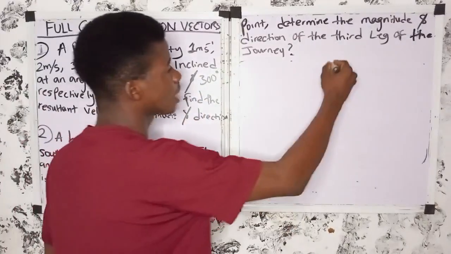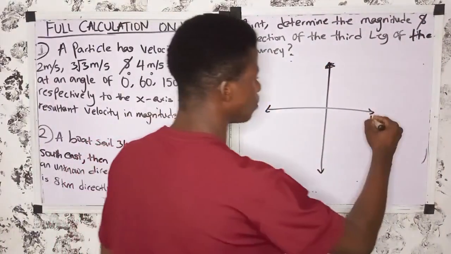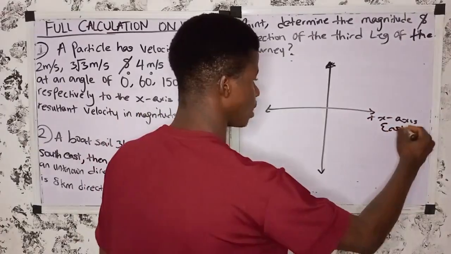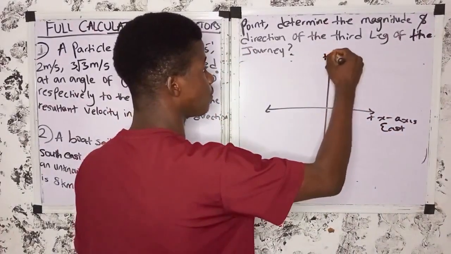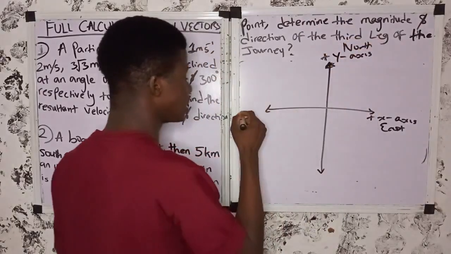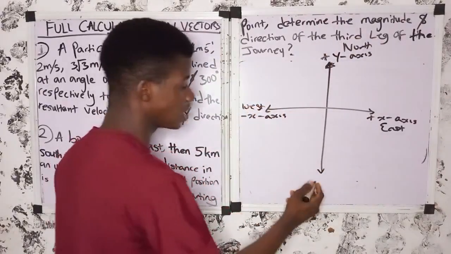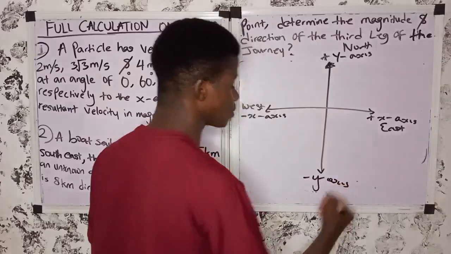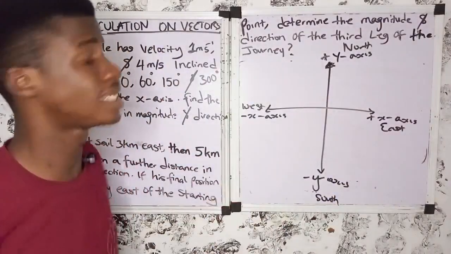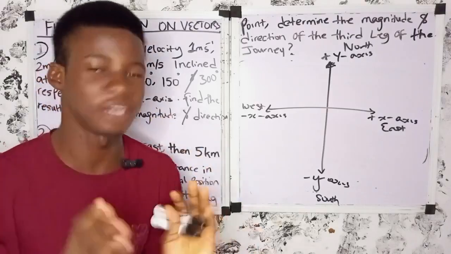Remember, you know the 4 cardinal points, right? This side is the positive x-axis, which is also known as the east. This is north, the positive y-axis, which is also known as the north direction. Here is the negative x-axis, which is also known as the west. And here is the negative y-axis, which is also known as the south direction.